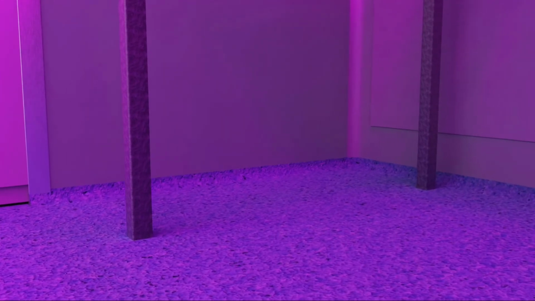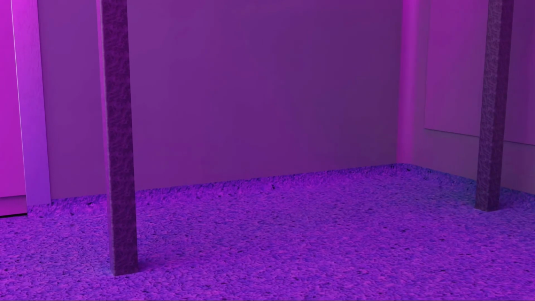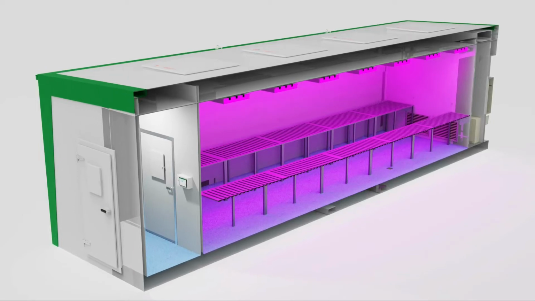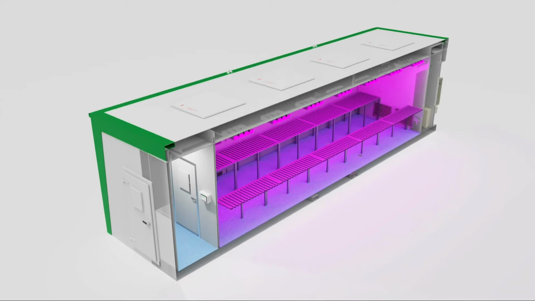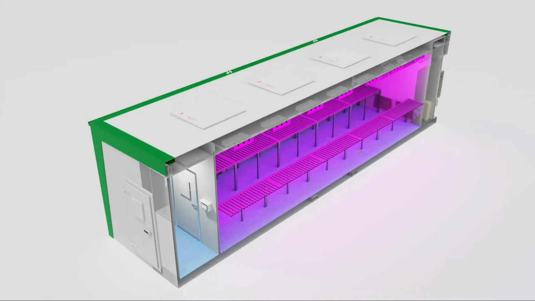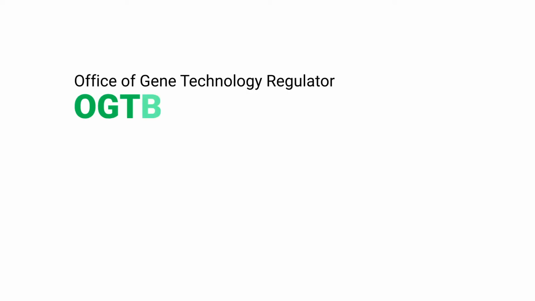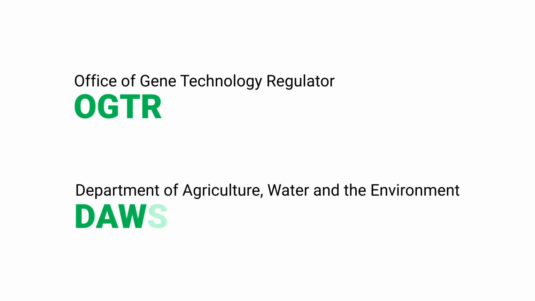All corners and right angles have smooth coving in both the airlock and grow room, aiding cleaning and decontamination between experiments or grow cycles. This chamber has been designed in accordance with the required containment and biosecurity conditions specified by both the Office of the Gene Technology Regulator, OGTR, and the Department of Agriculture, Water and the Environment, DAWE. Please contact MineARC for more information in relation to these specific provisions.